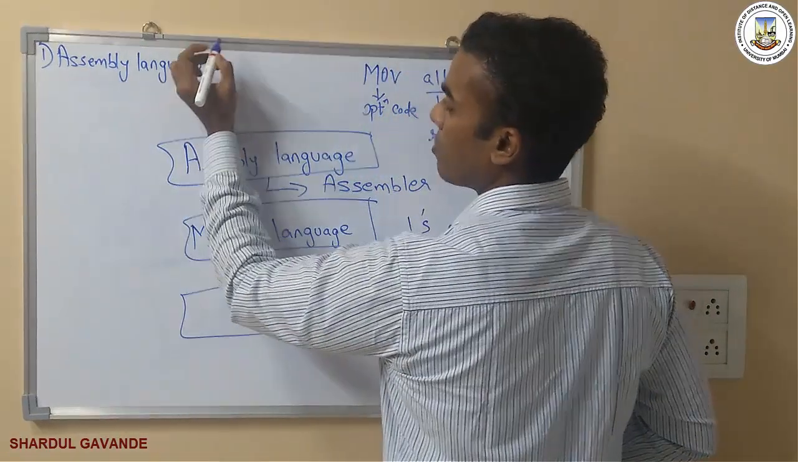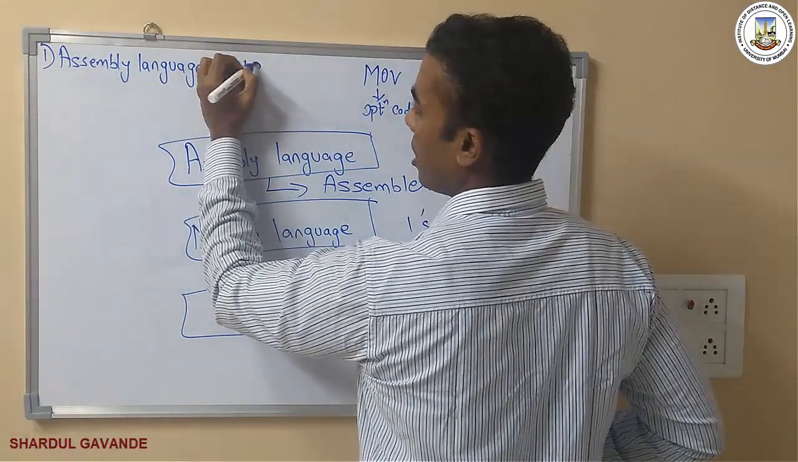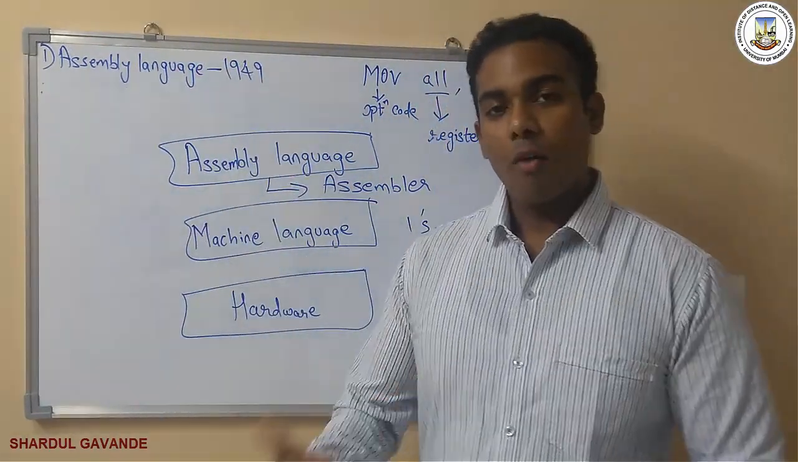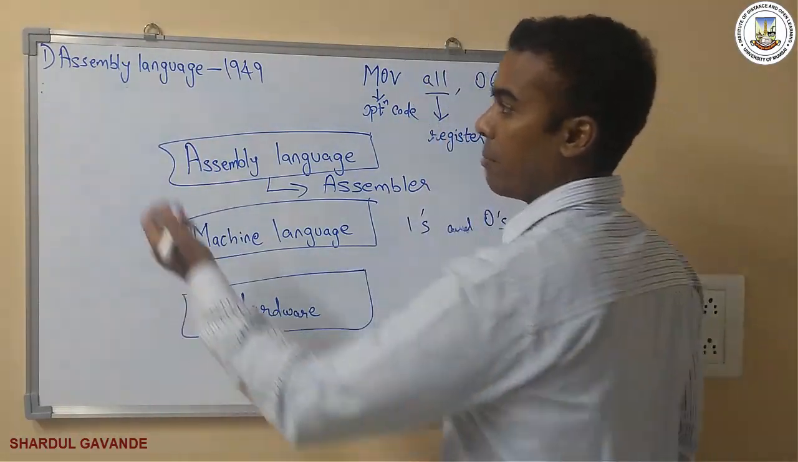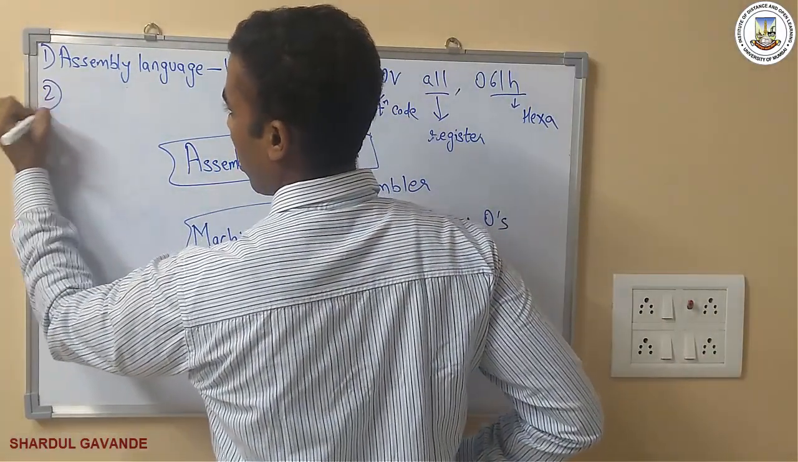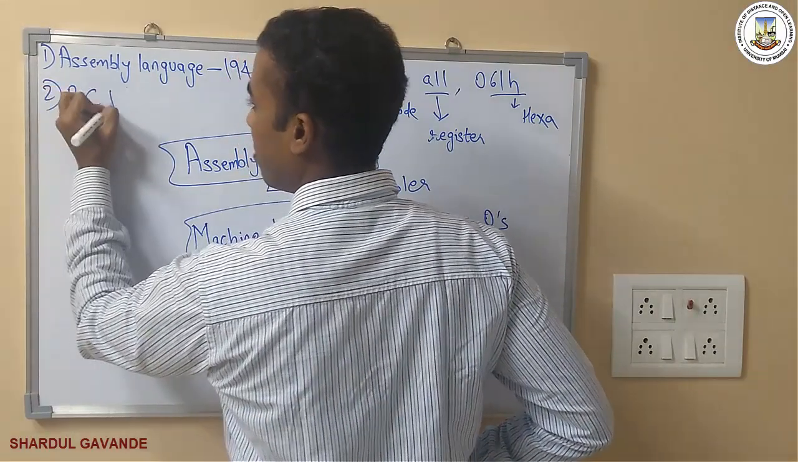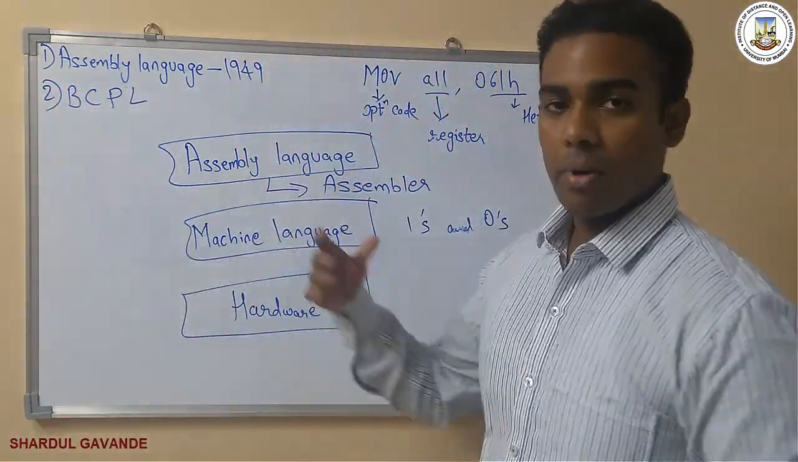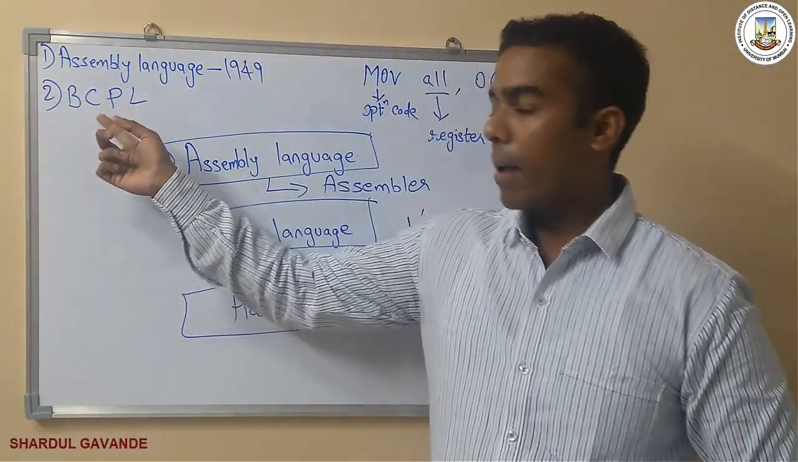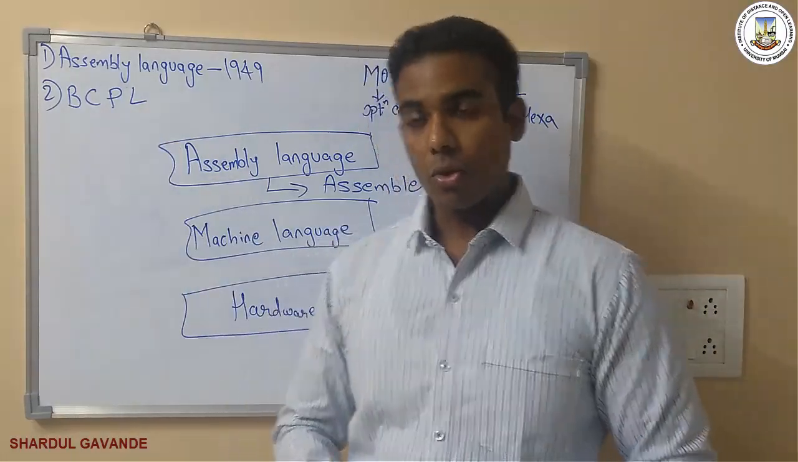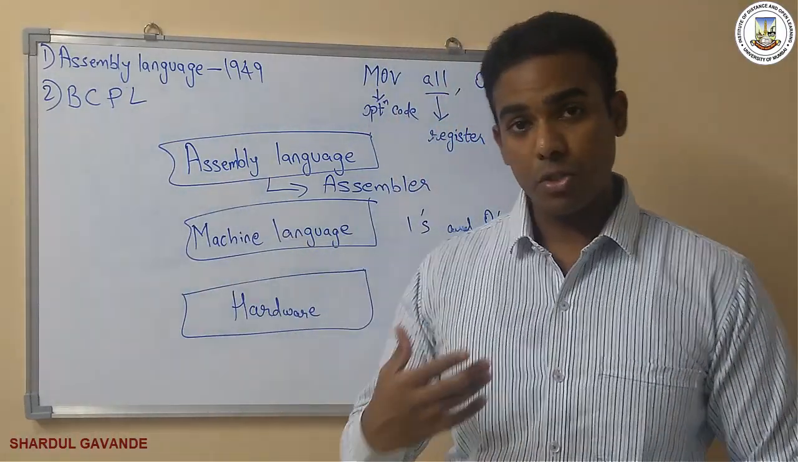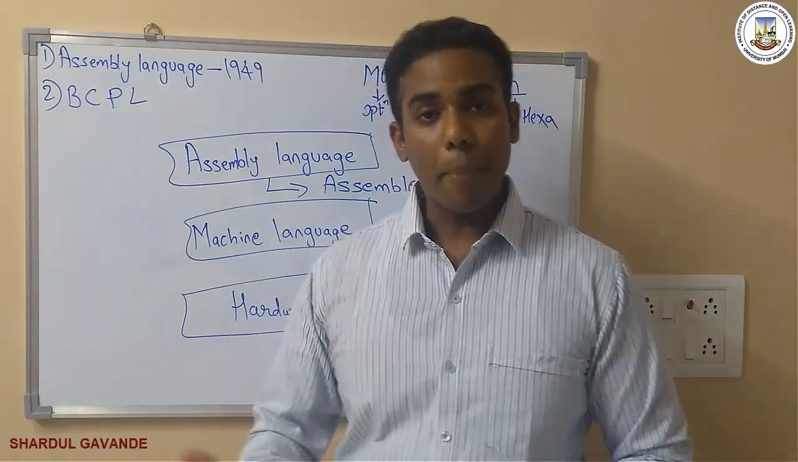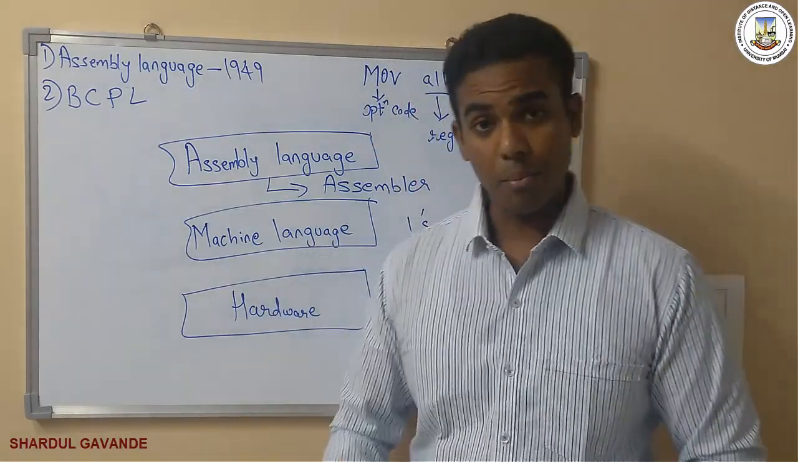Okay, so this was found in the late 1940s. After assembly language, there came a new language called BCPL. BCPL stands for Basic Combined Programming Language. This was a programming language which was used to create compilers. Now what exactly is a compiler?